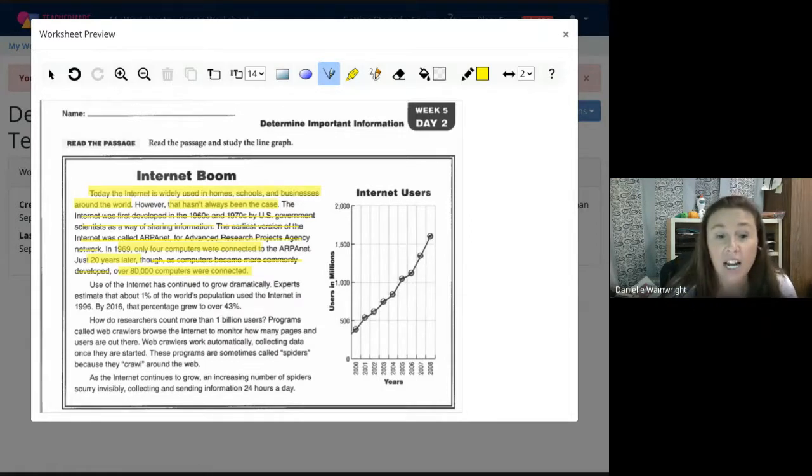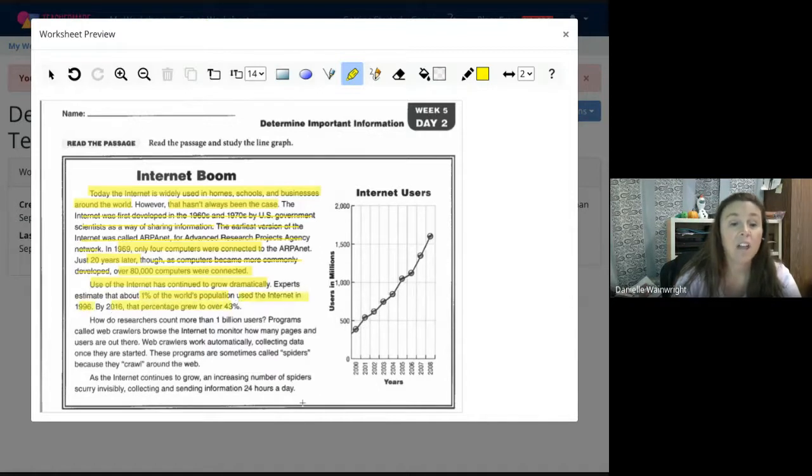Use of the internet has continued to grow dramatically. Well, that's kind of what this entire article is about. So that's a key idea, main idea or a key detail. Experts estimate that about 1% of the world's population used the internet in 1996. By 2016, that was over 43%. I would argue that's pretty important. All right. There you go.